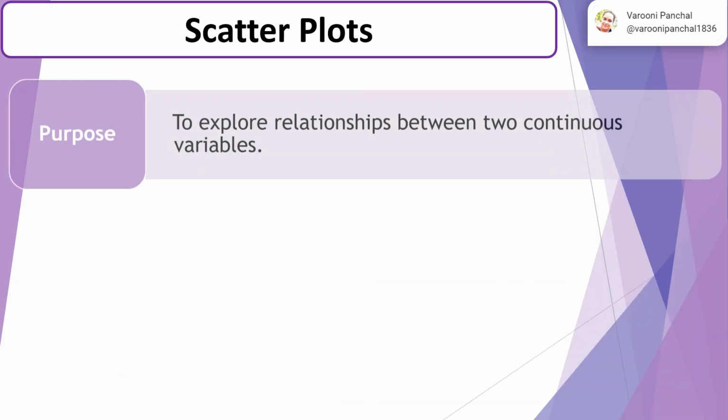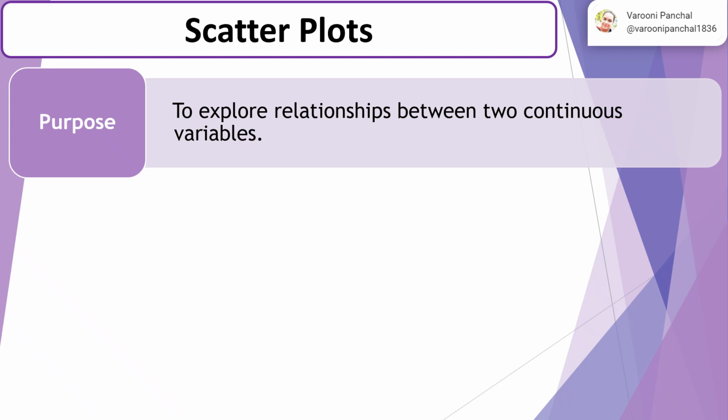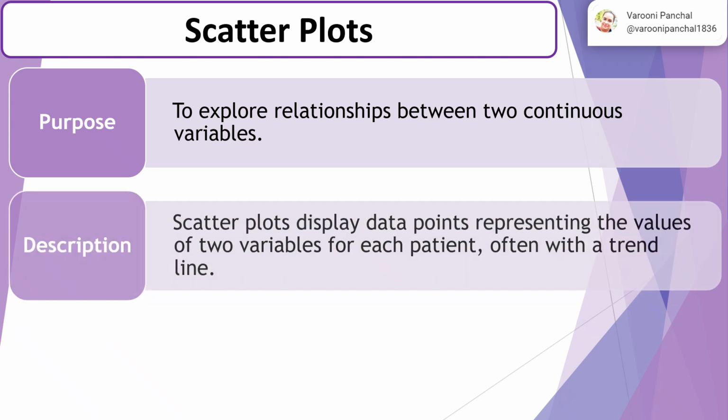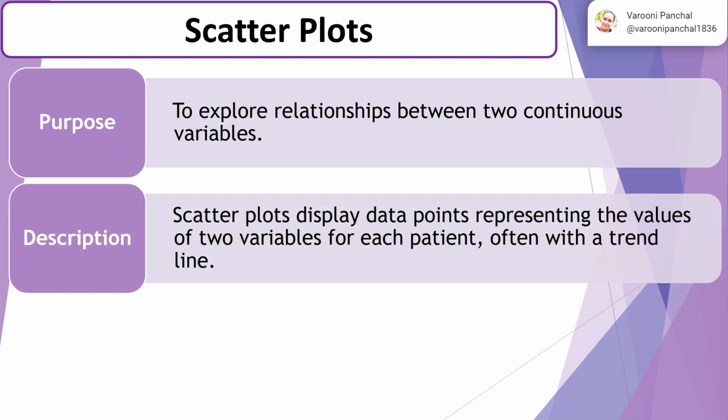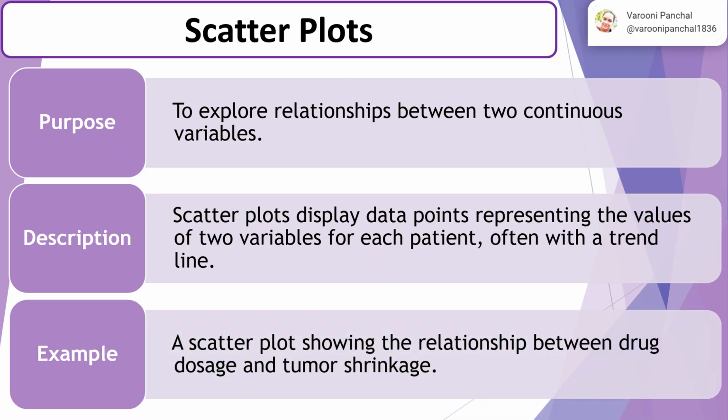Scatter plots. Purpose: to explore relationships between two continuous variables. Description: scatter plots display data points representing the values of two variables for each patient, often with a trend line. Example: a scatter plot showing the relationship between drug dosage and tumor shrinkage.